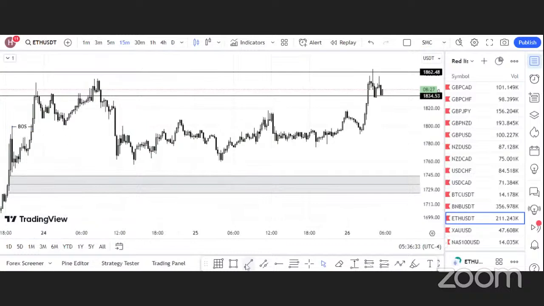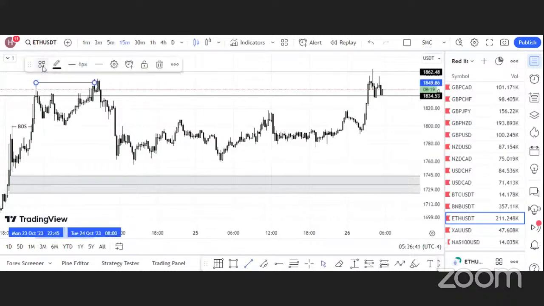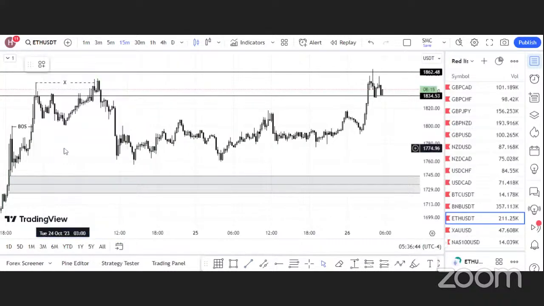Okay, then we got another break of structure around this area. But since this break of structure gave us a change of character, it's not going to be a break of structure for me anymore. It is now a liquidity grab.